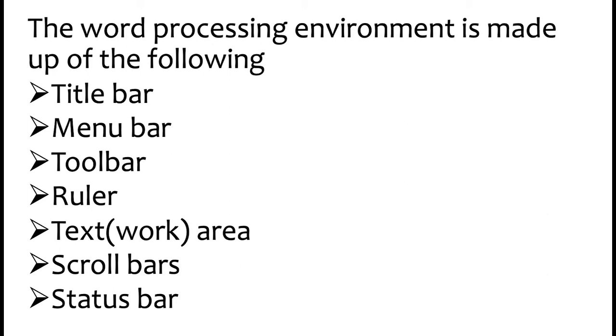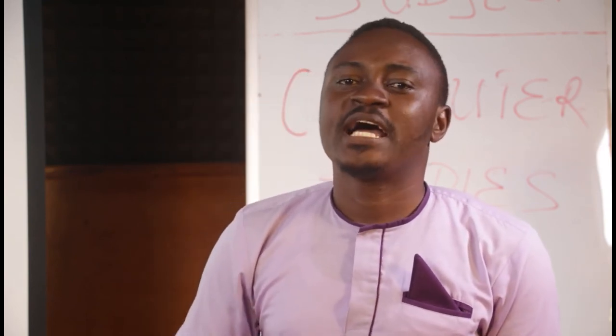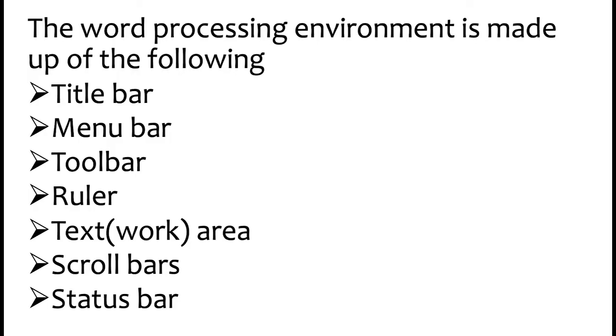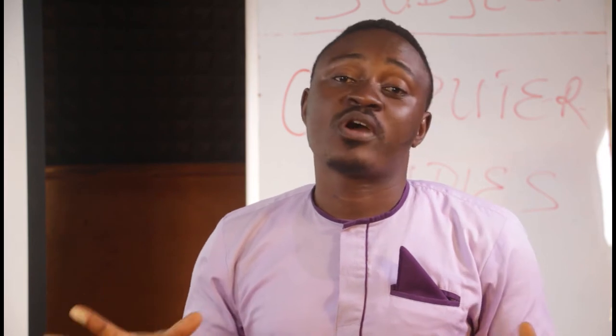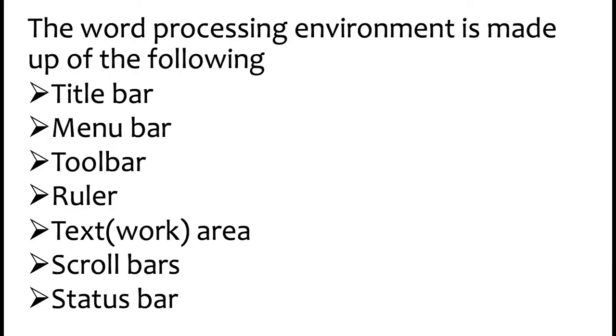We have the ruler helping us to align our work, helping us to ensure that everything is falling in place. The ruler is part of the word processing environment. We have the text or work area, a blank area where you can type and do a lot of things. Then we have the scroll bars, and also the status bar.